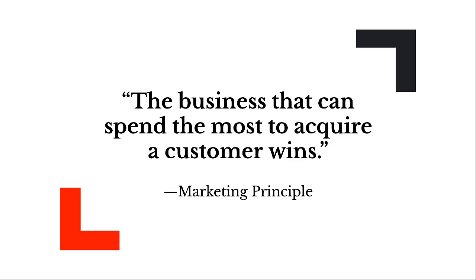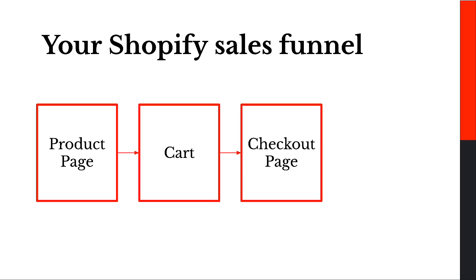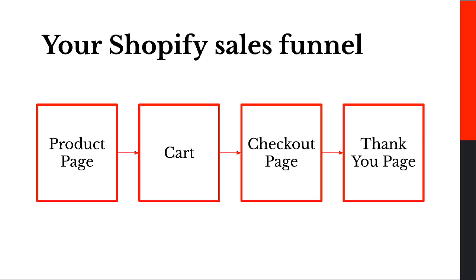And so the way you can spend more to acquire a customer is to get your average customer to buy more stuff up front. So your basic Shopify sales funnel, you have a product page, and then they go to your shopping cart, then they go to the checkout page, which is where they enter their credit card, and then they go to the thank you page. Our goal is to insert opportunities for people to buy more stuff at each stage of this journey.